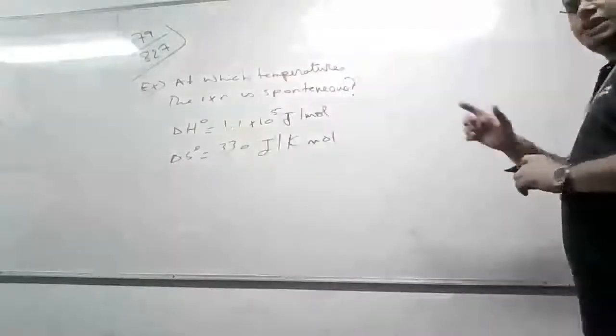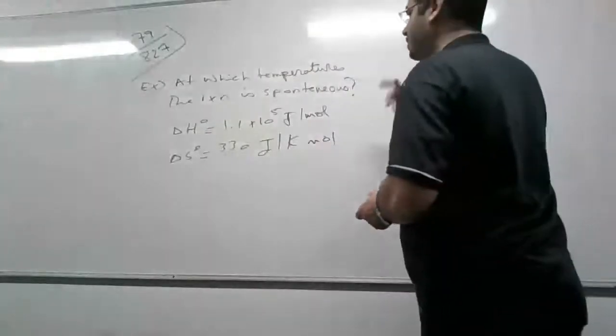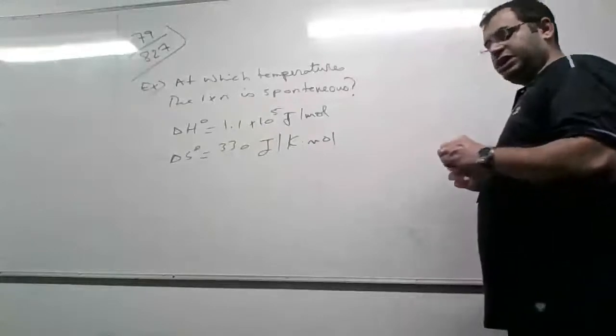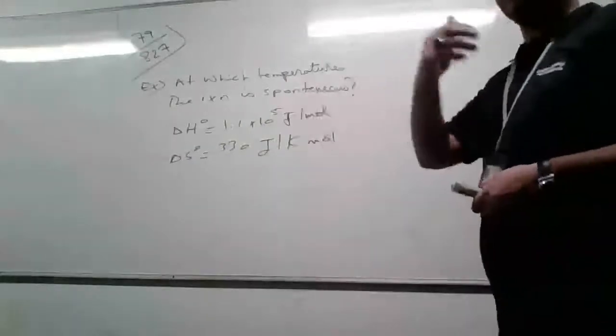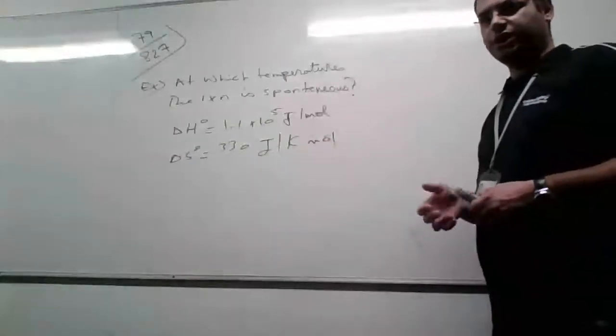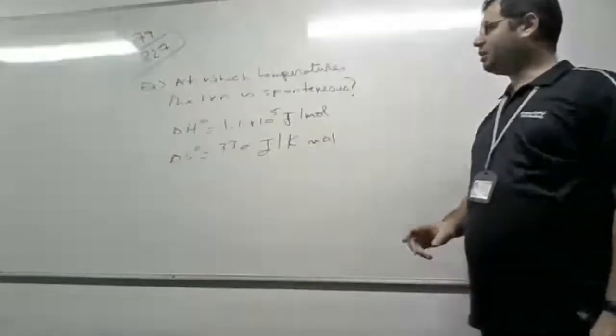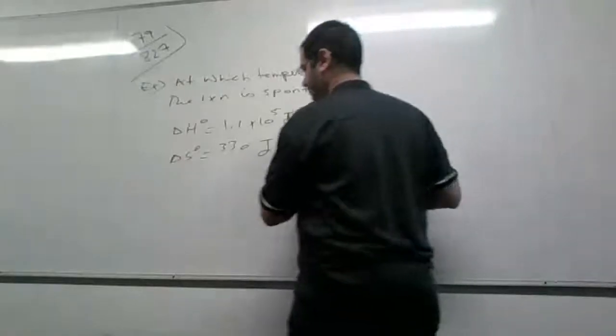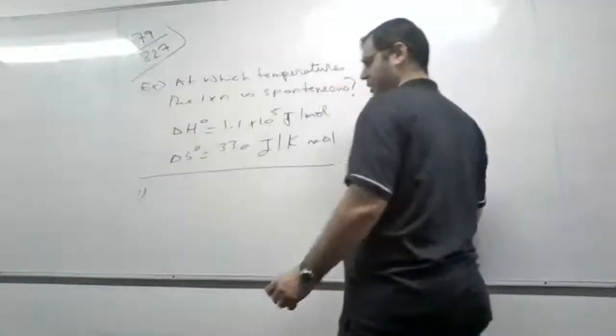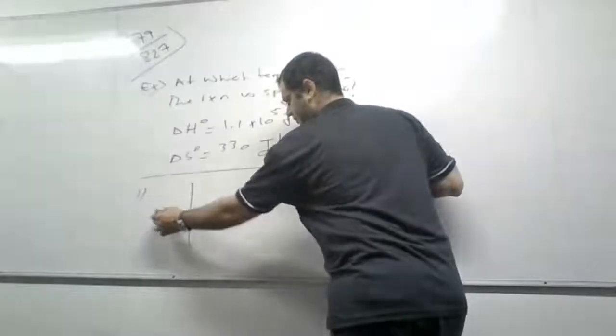So you need the value of the temperature at which the reaction is spontaneous. You need to know the range, for example greater than 500 or less than 500. You need to know that. Delta G should be negative. Okay, so this is the first way. We are going to solve this exercise in two ways. First way, we have to predict the quadrant.